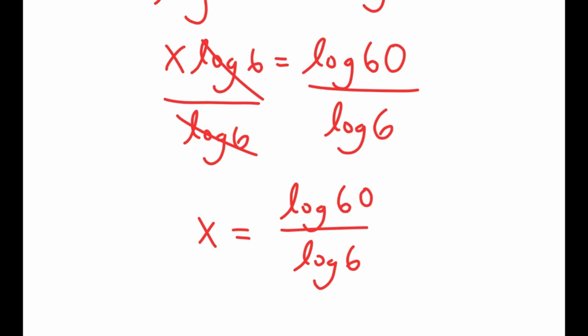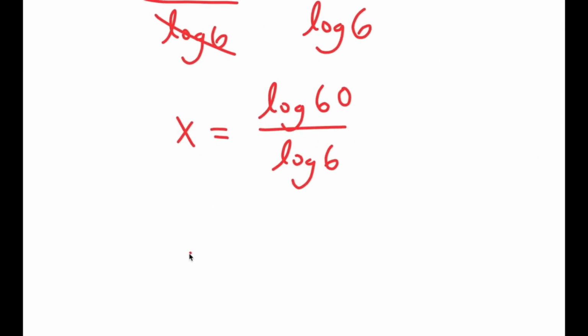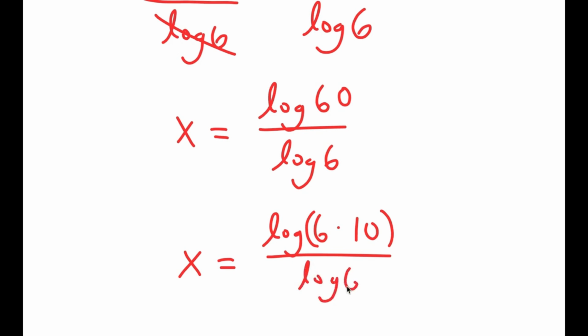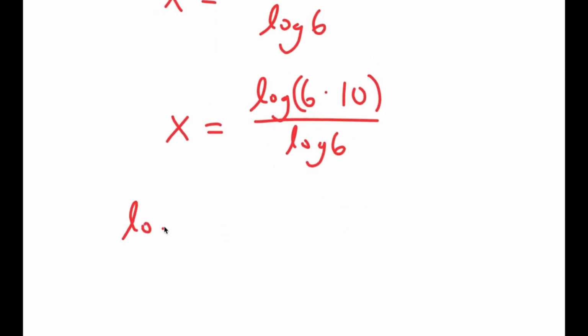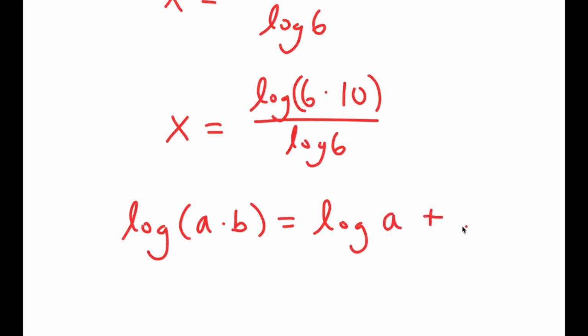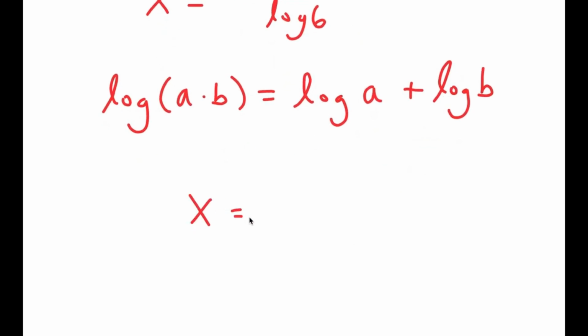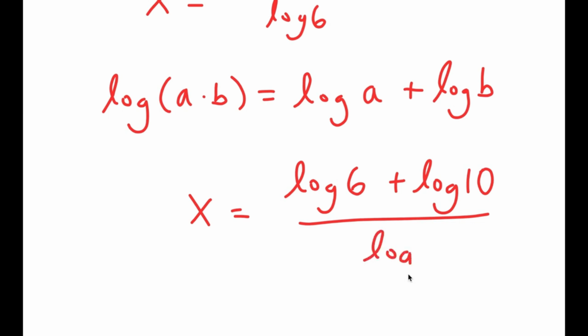So now from here, what I'm going to do is I'm going to rewrite log 60 as log of 6 times 10. And if I have something in the form log of a times b, this is equal to log a plus log b. So log 6 times 10 is going to equal log 6 plus log 10, and I have this over log 6.